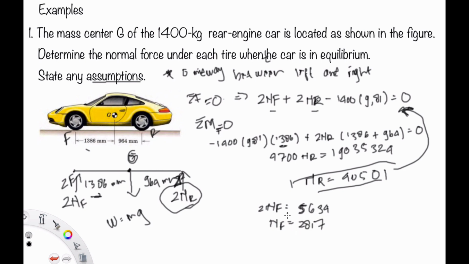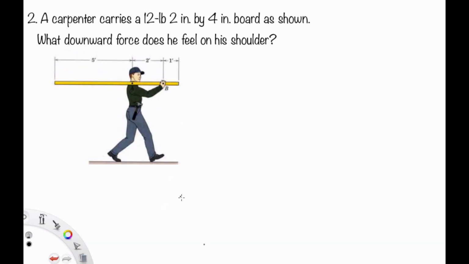After we substitute this, we obtain the normal force of the front tire as 2817. Okay, we have answered the question of determining the normal force under each tire. Each rear tire is about 4050, and each front tire is about 2870. Let's come to the second example of these problems.